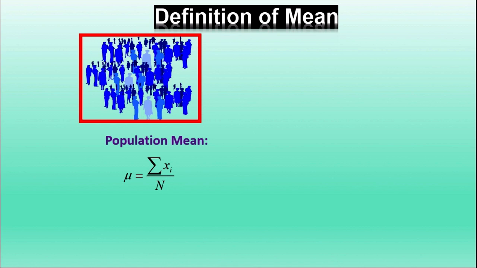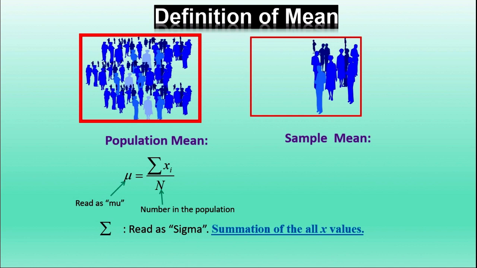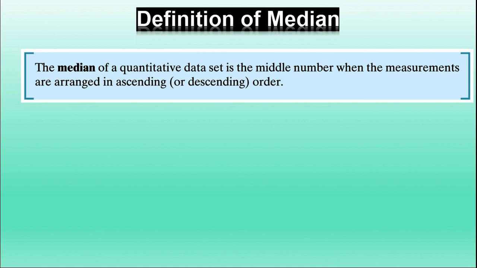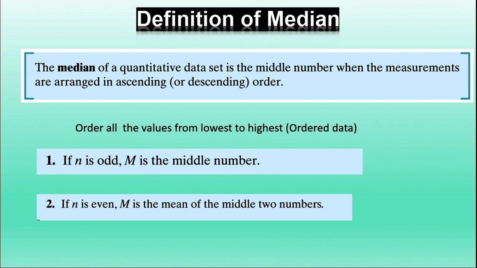Mu is the population mean, where sigma is the summation of all x values and n is the number in the population. Sample mean is denoted as x bar and n is the number in the sample. The median is defined as the middle number when the measurements are arranged in order. So firstly, order the values from the lowest to highest. If n is odd, find the middle number. If n is even, find the middle two numbers, and then take the average of the two numbers.